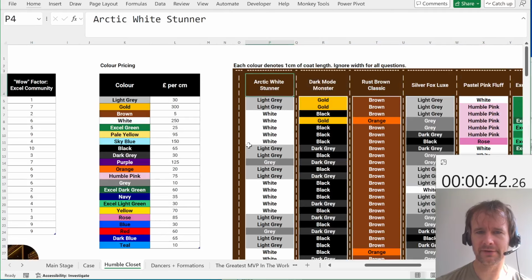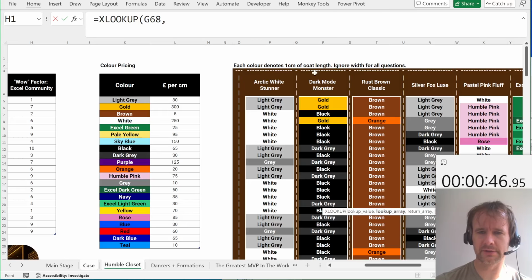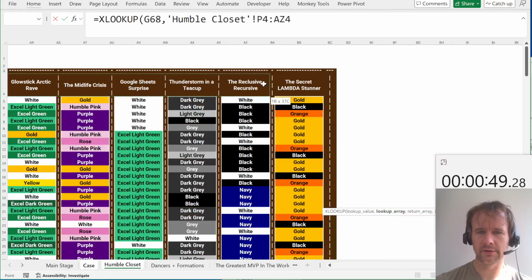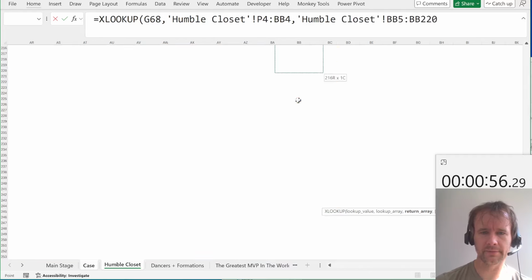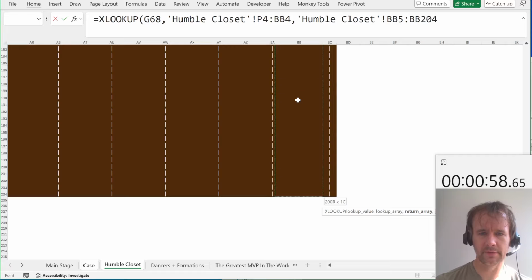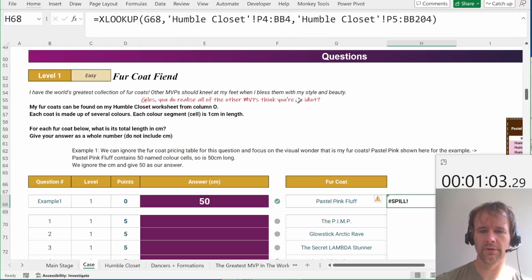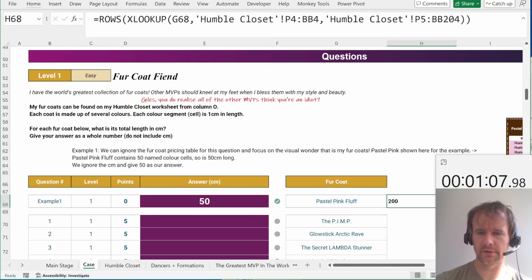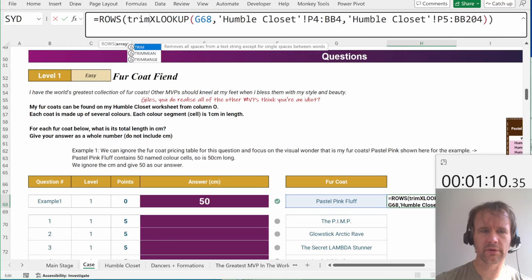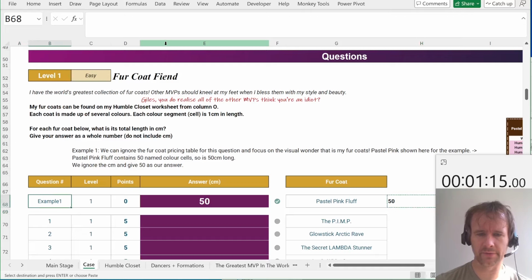Okay, fine. So I'm going to XLOOKUP this in here, returning from here. That looks like it's got them all. Then I want to take rows of that, and then hopefully when I apply trim range first, it will get smaller, and that will be the answer. And if not, I'll figure something else out. But yes, there we go.